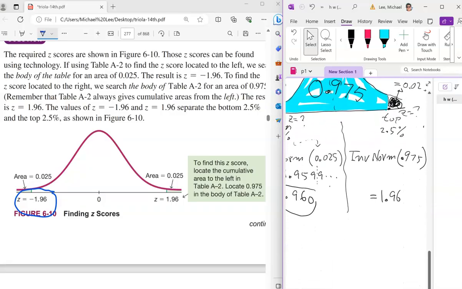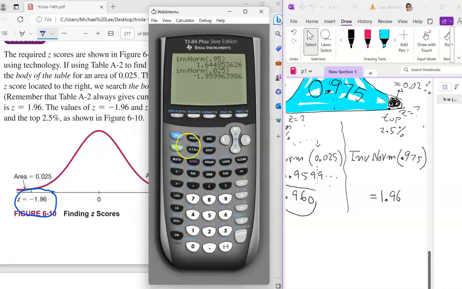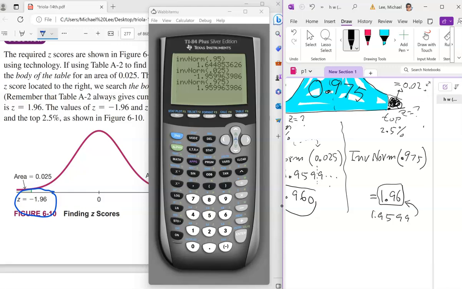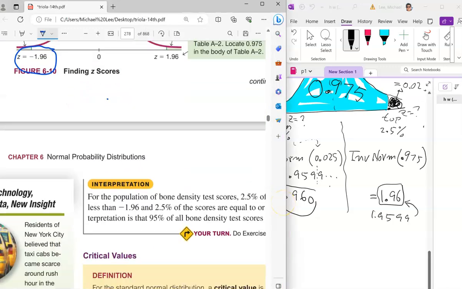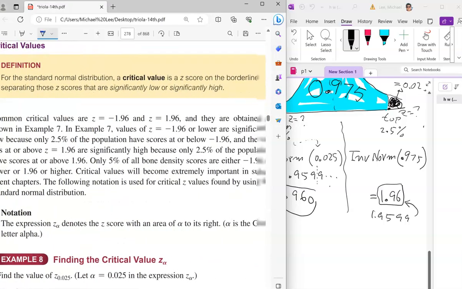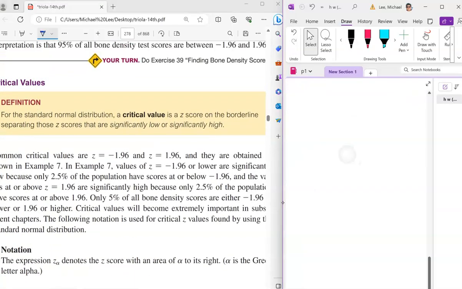Inverse norm 0.975. So if I try that, second vars, go to number 3, 0.975. Then you're going to get 1.9599. You're going to get 1.96. Okay? So that's how to find the z-score. Right? Now critical value. What is critical value? Critical value is z of alpha.